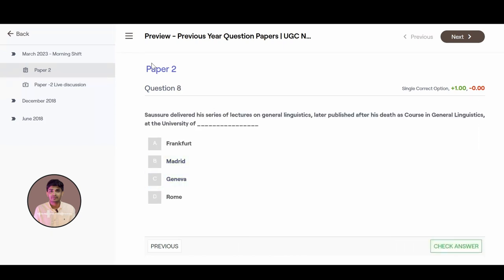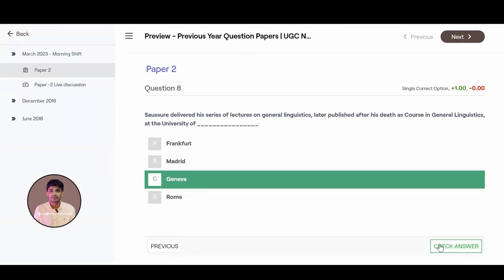All right. Next question. Saussure. Which Saussure? Ferdinand de Saussure. Saussure delivered his series of lectures on general linguistics, later published after his death as Course in General Linguistics, at the University of dash. Easiest question in this exam, I would say. Quick, be quick, please. C is the answer. Geneva is the answer. University of Geneva.